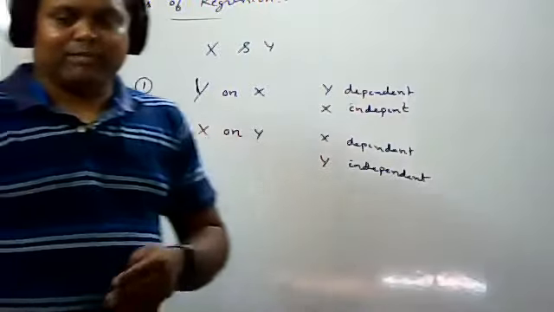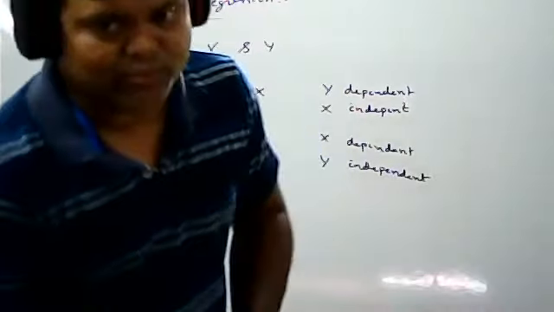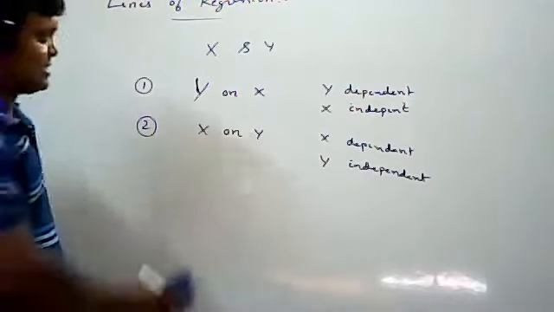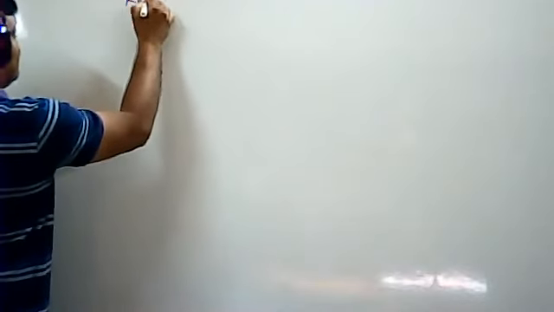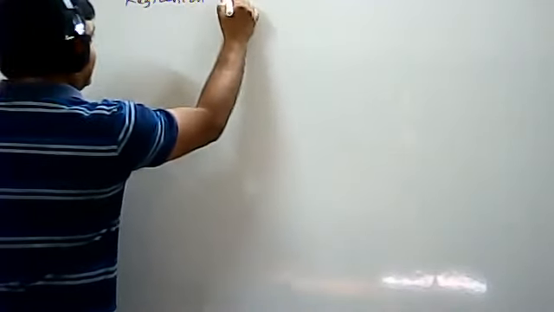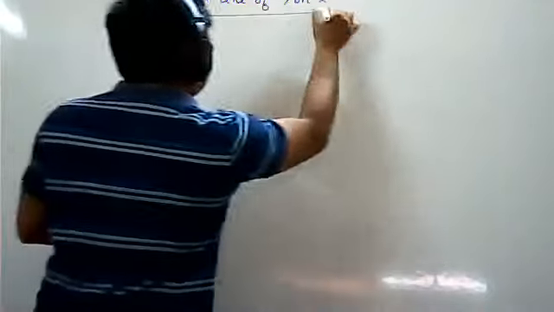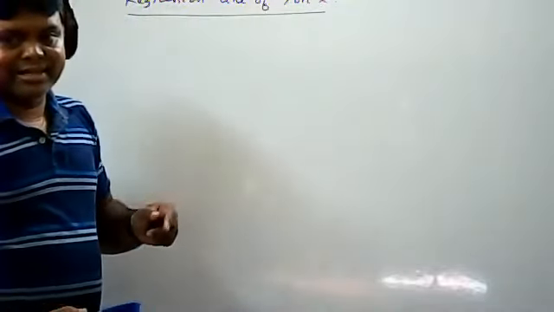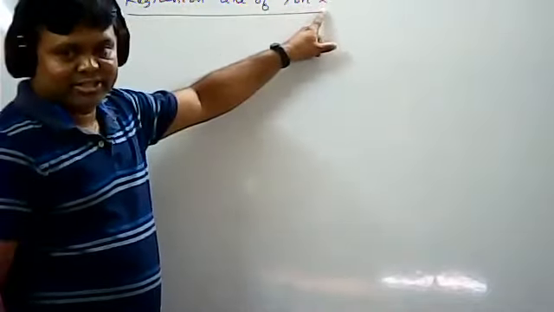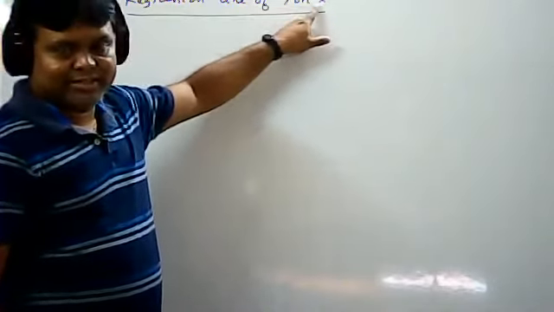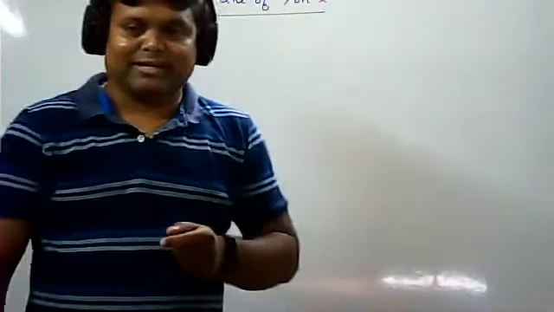Now we will see one by one how to derive these regression lines. First I will derive the regression line of y on x. If you understand the derivation of y on x, you can simply write x on y. What is the difference? In place of y, you substitute x, and in place of x, you substitute y. Then automatically you will get the derivation of the regression line of x on y.